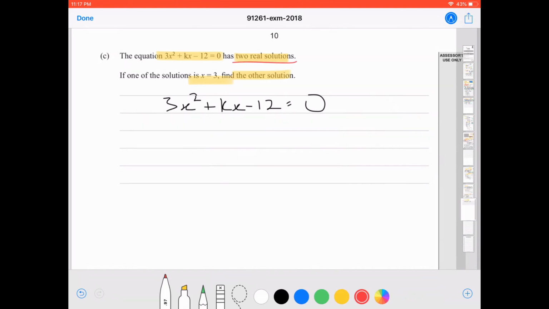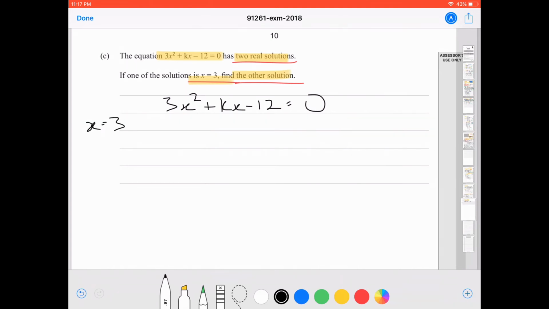Immediately we think of the discriminant, but here, if one of the solutions is x equals 3, and we've been asked to find the other solution, we can actually use this x equals 3 and substitute it into our equation. If the question said, what's the other solution when x equals 3, straight away we'd do that. So they're almost trying to catch you out here, but we're going to use x equals 3.